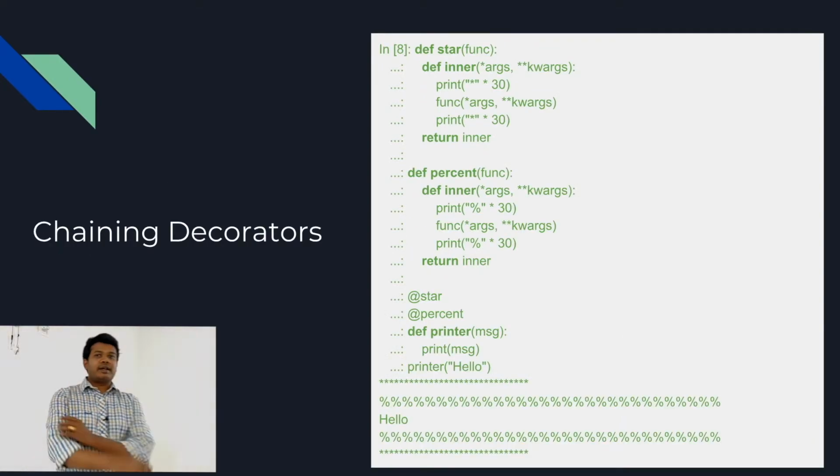We can also chain decorators. Actually, we have two decorator functions here, star and percent. If you chain the decorators, they are executed in order. So the order is very important here.